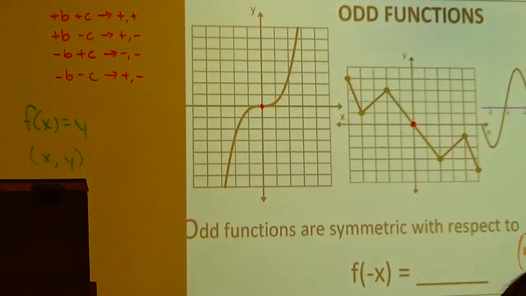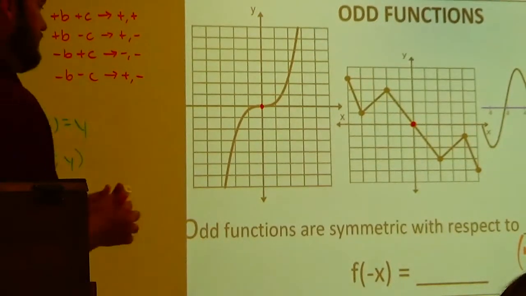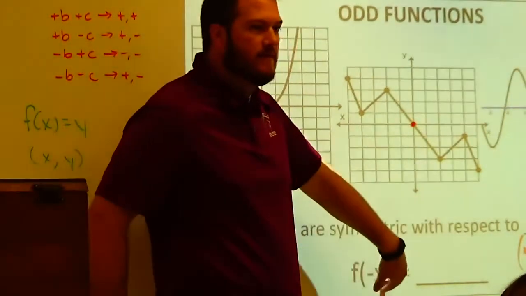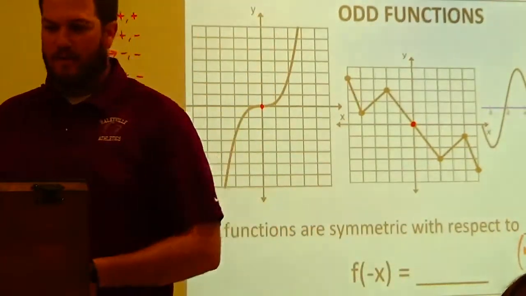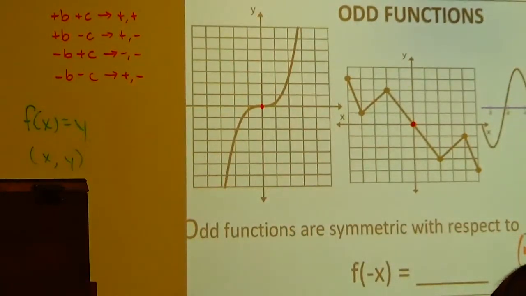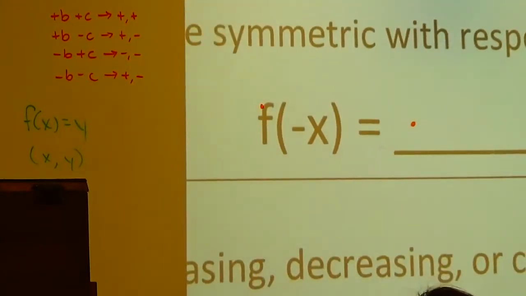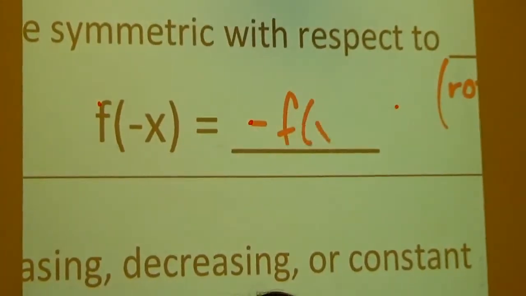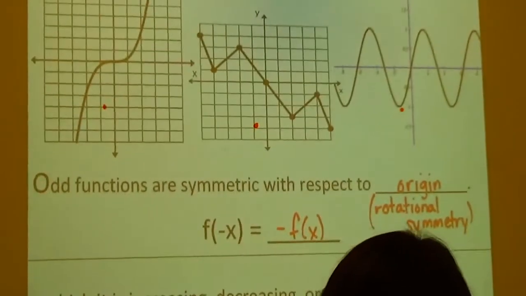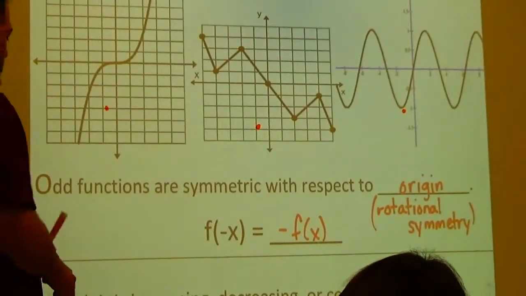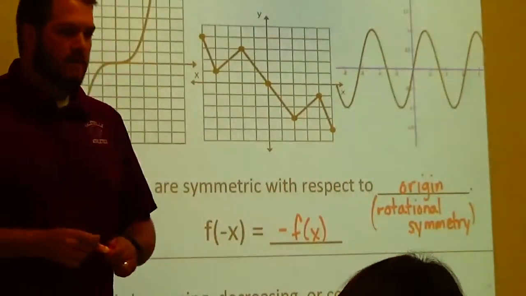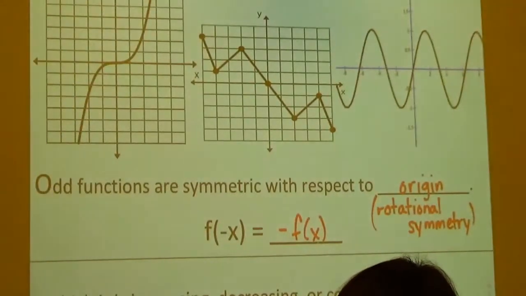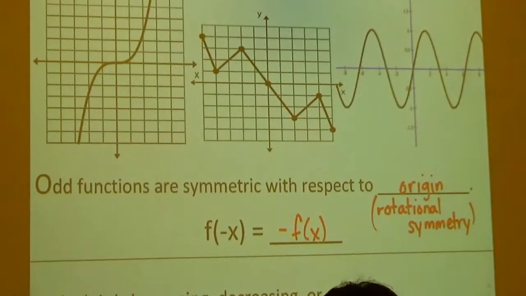Now, algebraically, when we plug this in, we still take our negative x, same thing we plugged into the even functions. I plug it into my function. If I get out negative f of x, then it's odd. So essentially, if I plug in negative x, and what it does is it changes, for the most part, all the signs, then it's odd.